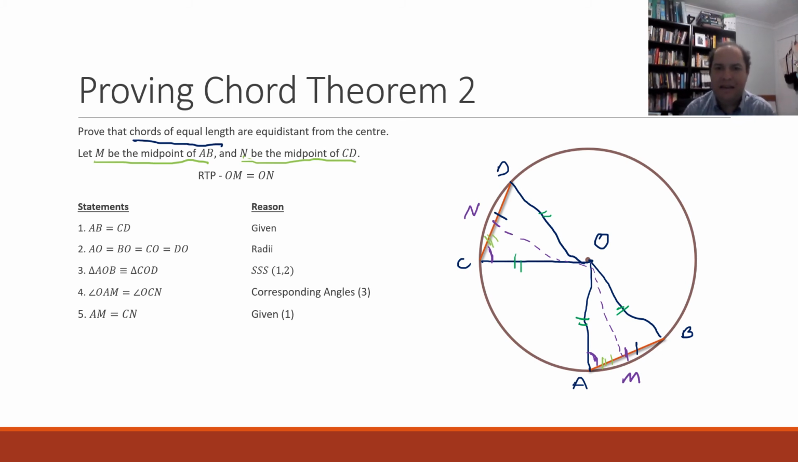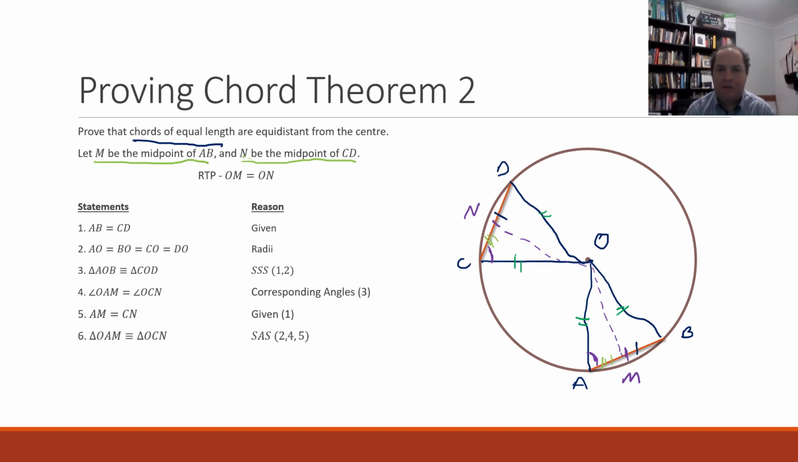Looking at that then, we've got new triangles, OCN and OAM, that are now congruent because of the SAS rule. OC and OA are the same, we got that from step 2. Our angles are the same, OCN and OAM, we proved that in step 4. And the extra side, CN and AM, they are equal as well, that we proved in step 5.